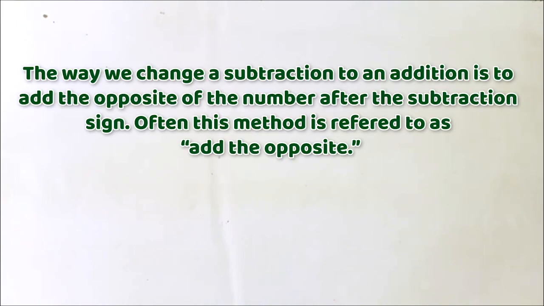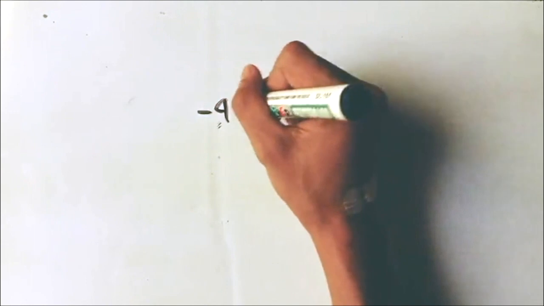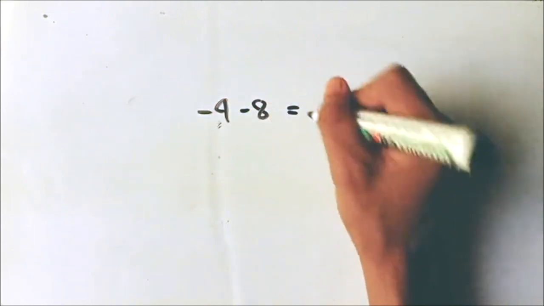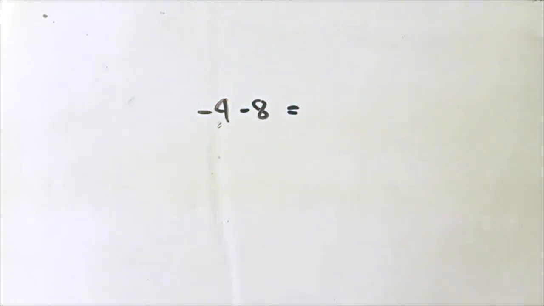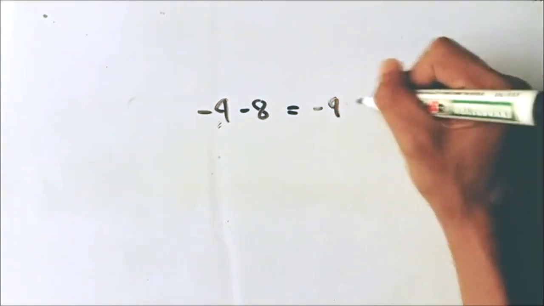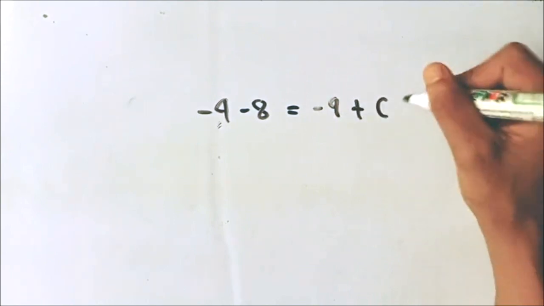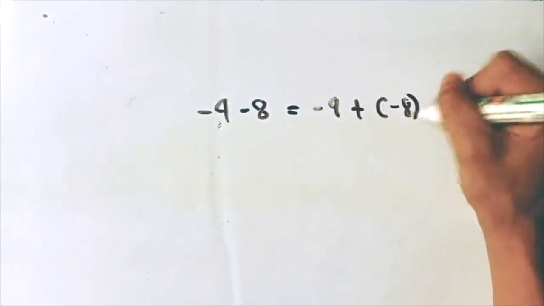The way we change a subtraction to an addition is to add the opposite of the number after the subtraction sign. Often this method is referred to as add the opposite. Example number 2, negative 4 minus 8. Again, we will change this problem into negative 4 plus the opposite of 8, which is negative 8.